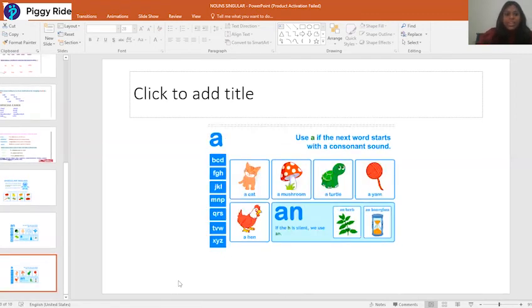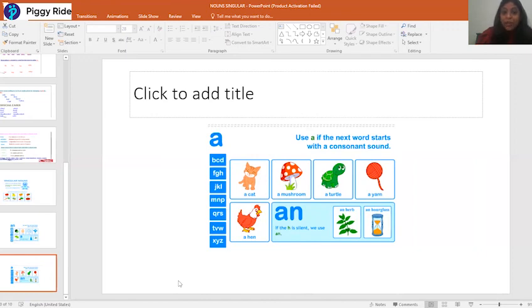Now, let me take you to the next part. We use the article a if the next word starts with a consonant sound, like the consonants B, C, D, F, G, H, J, K, L, M, N, P, Q, R, S, T, V, W, X, Y, Z. So these are all consonants. So we use the article a, like a cat, a mushroom, a turtle, a yarn, a hen.